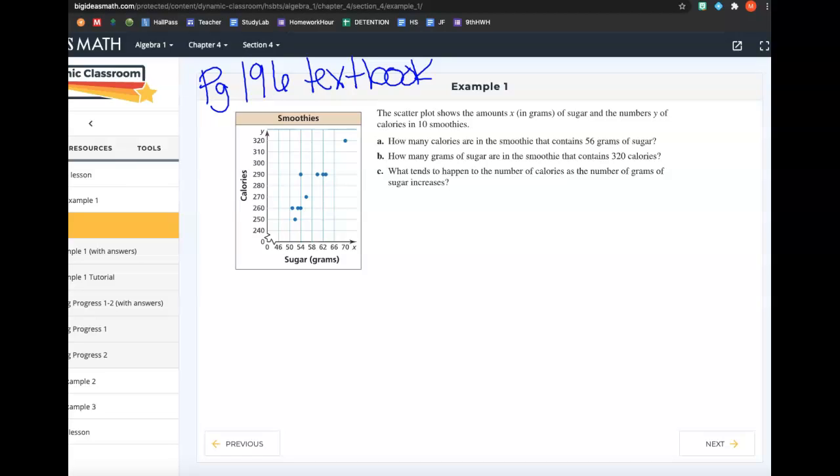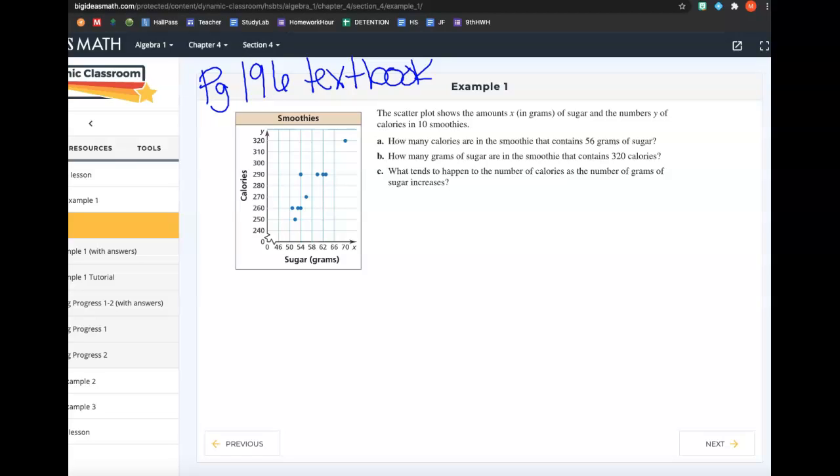Okay, so example 1, you're given the scatter plot. This is a scatter plot. It's just all of the information put on dots, and then sometimes it correlates, and we'll talk about that in the next example, but there's no line, so you don't connect the dots, it's just random dots on a graph. So you just collect information and plot it on an x and y coordinate.